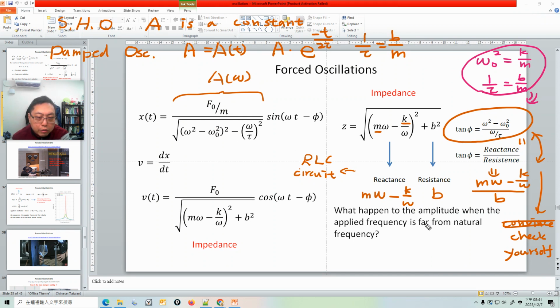So you consider the applied frequency far from the natural frequency. So far from the natural frequency, there are only two possibilities. What are the two possibilities? One situation is your angular frequency omega, this is the applied frequency, is very small compared to omega zero.